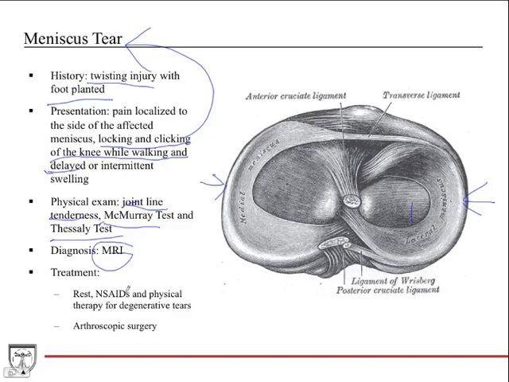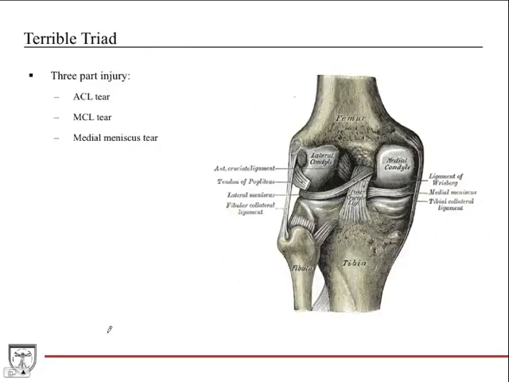Treatment: you do rest, NSAIDs, and physical therapy for degenerative tears. So degenerative tears are tears that happen over time, typically in older people, from wearing. Same kind of concept as arthritis. It's just wear and tear on the meniscus over time. They develop a tear as a result of that. Then you do a more conservative therapy. If it was more like a young athlete injures it, then that's going to be more prone to having to do surgery.